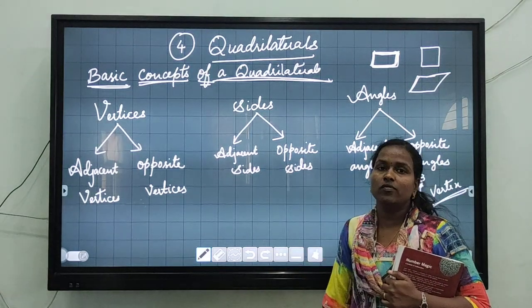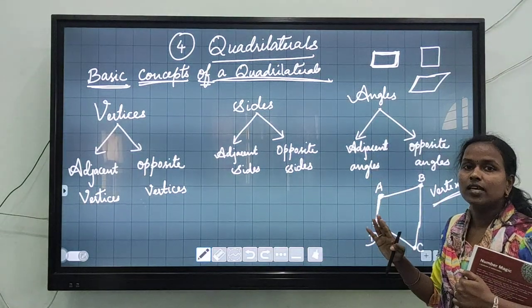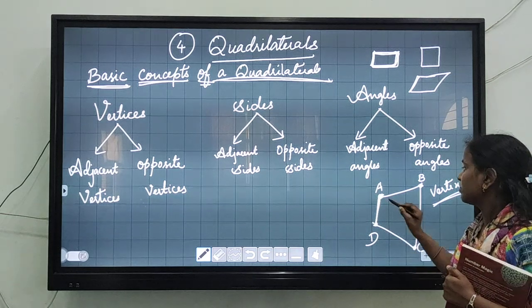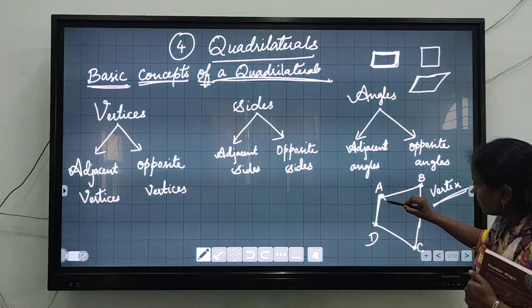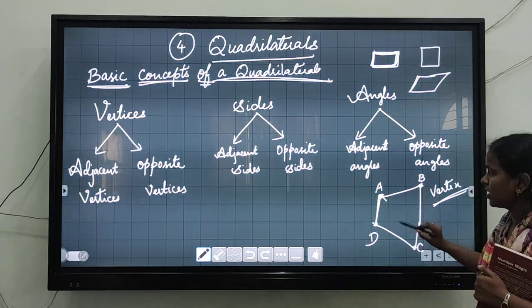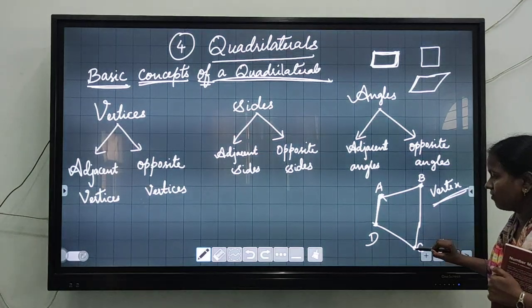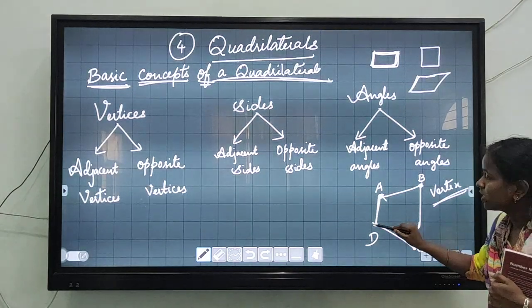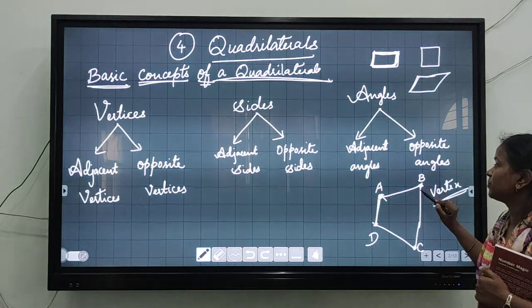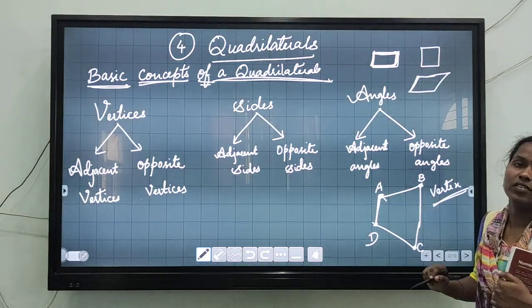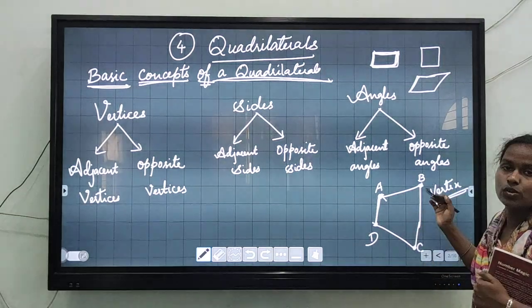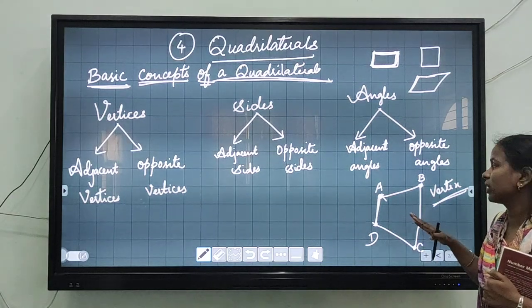Next one is opposite vertices. Opposite means non-consecutive vertices. That means this is opposite vertices. So A is opposite to C. A is the opposite vertex of vertex C. D is the opposite vertex of B. B is the opposite vertex of D. We can say opposite means non-consecutive vertex.